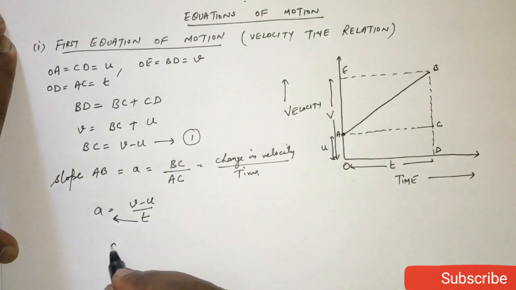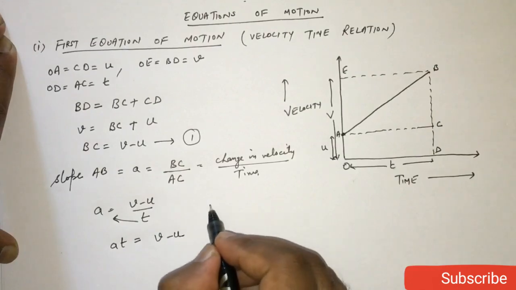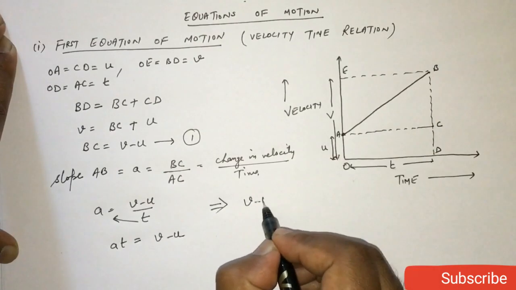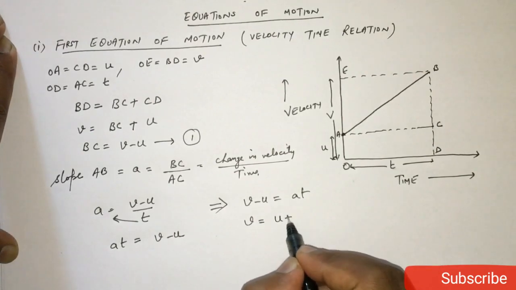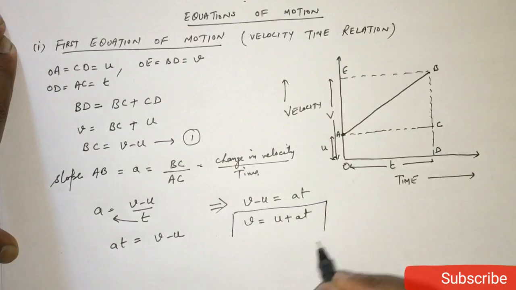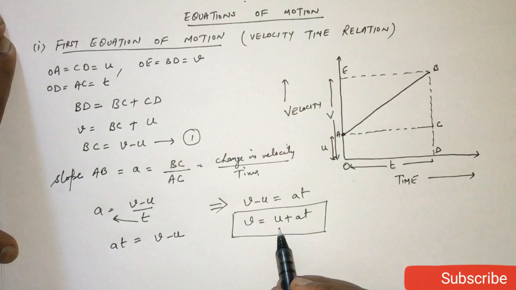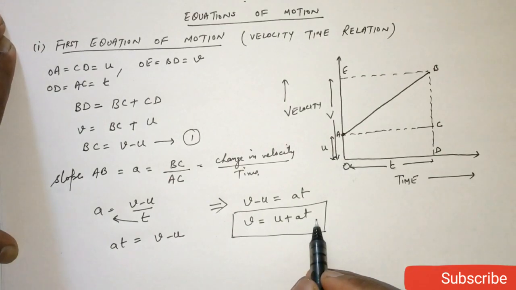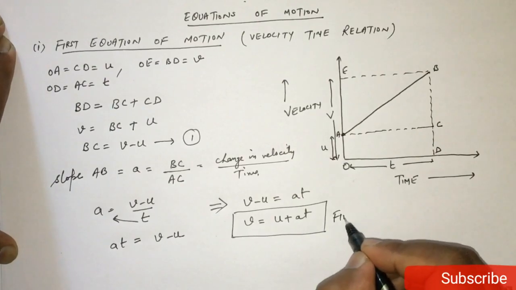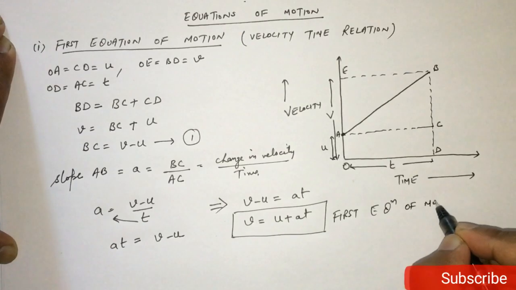Cross multiply it, we have at equals v minus u, or you can say v minus u equals at. Rearrange it, it becomes v equals u plus at, where v is the final velocity, u is initial velocity, a is acceleration and t is time. So this velocity time relation is the first equation of motion.